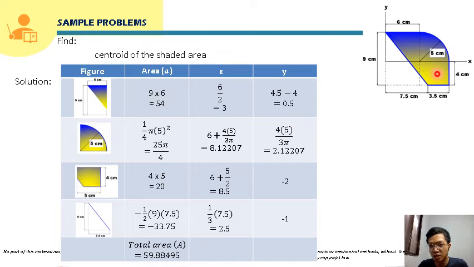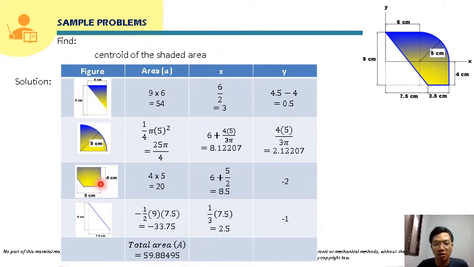Now, for this rectangle, the x-coordinate of its centroid, the centroid is here. Its x-coordinate will be this distance, which is 6 plus half of 5. This is 5, so half of 5 is 2.5. So that will be 2.5 plus 6. 6 plus 5 halves, 5 halves is 2.5, half of 5. So this will be 8.5. That will be the x-coordinate.